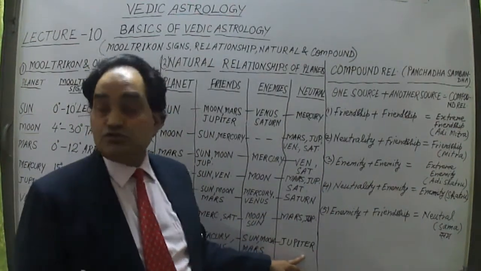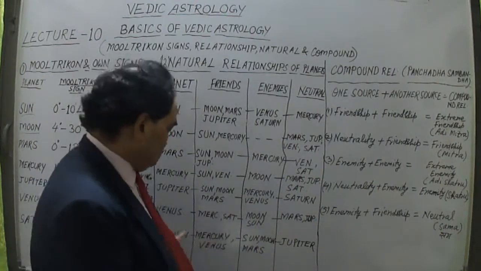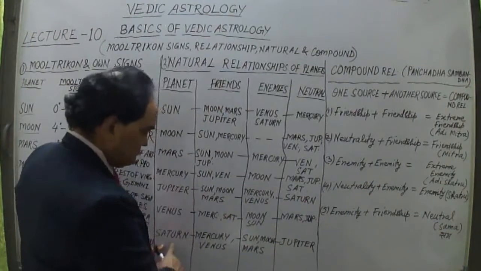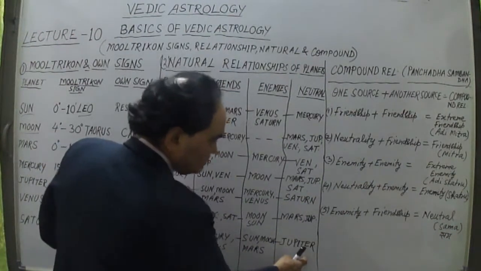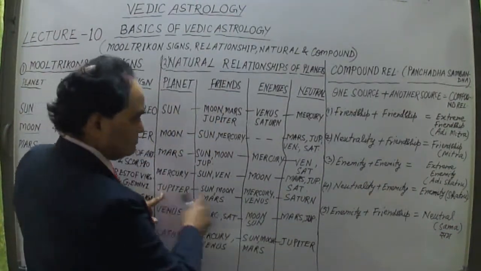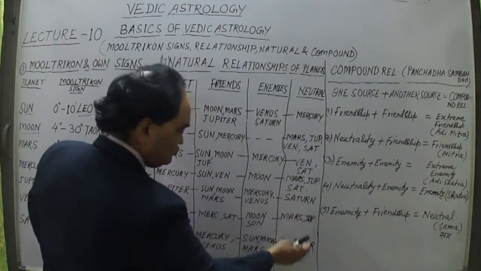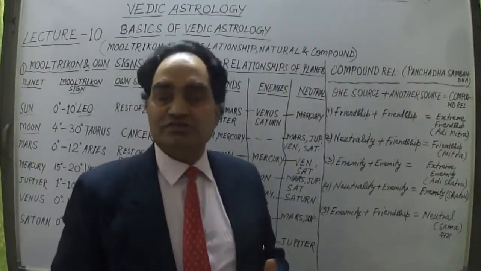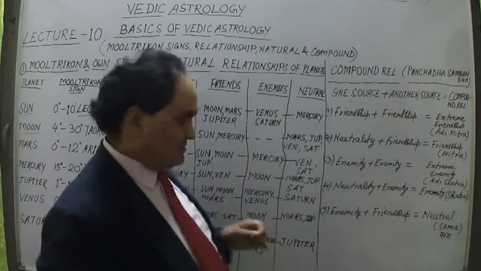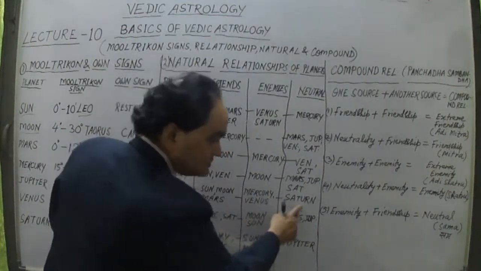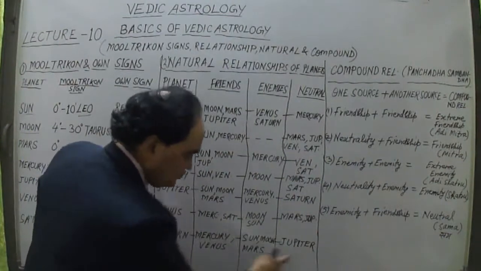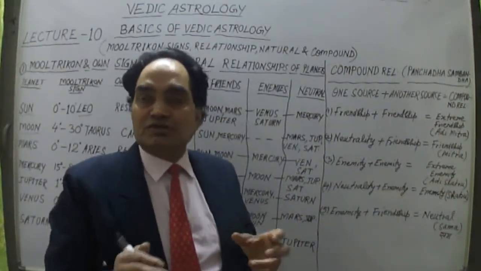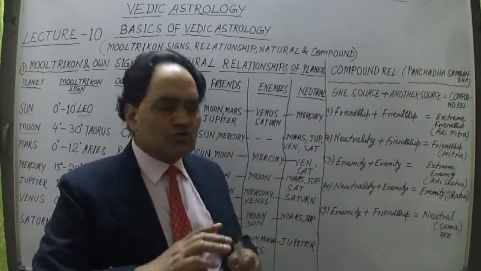Jupiter is neutral, as I told you. For Venus, Jupiter and Mars are neutral. For Saturn, Jupiter is neutral, and for Jupiter, Saturn is neutral. So Jupiter and Saturn are neutral to each other. Very important point to note down: whenever they are placed together, they aspect each other, and they are not so much negative.